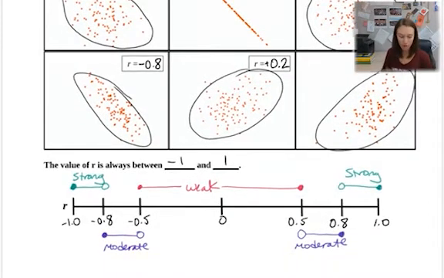So your values of r are always going to be between negative 1 and positive 1. And you can see this scale at the bottom where I've kind of pieced it together. Now, this isn't an exact science. Statistics has a little bit more wiggle room. But this is generally how I usually classify the strength of our scatterplot. So anywhere between 0.5 and negative 0.5 is a pretty weak correlation. Between 0.5 and 0.8, positive or negative, that's going to be your moderate section. And 0.8 to 1, positive or negative, is going to be your strong relationships.